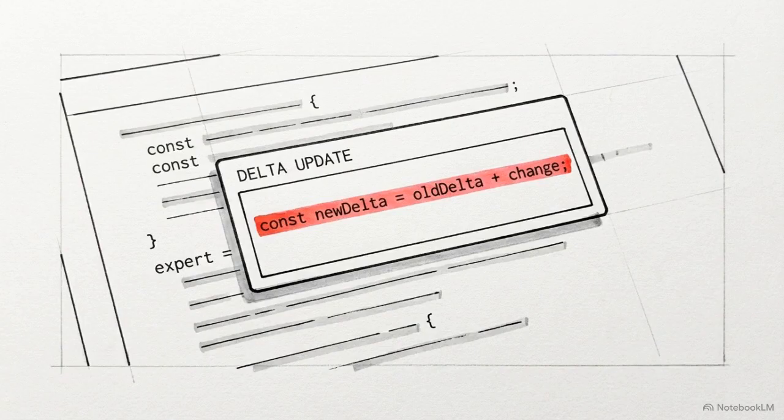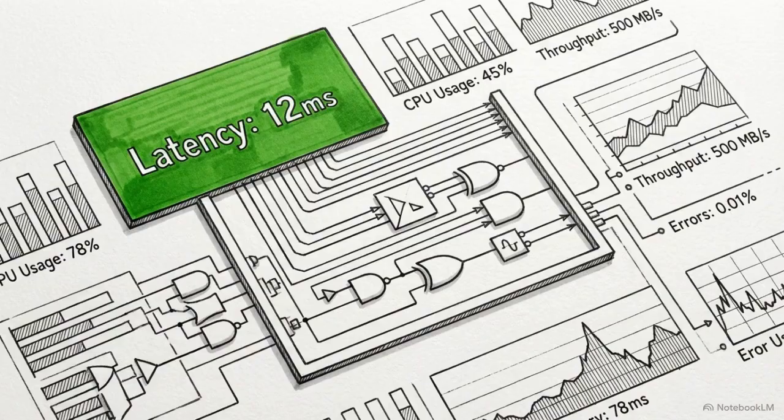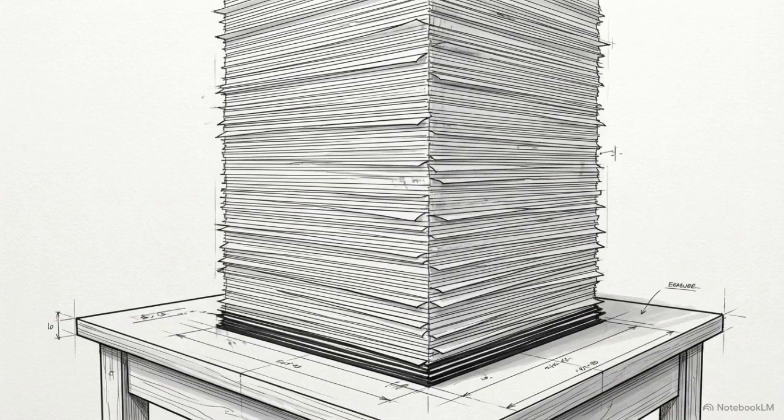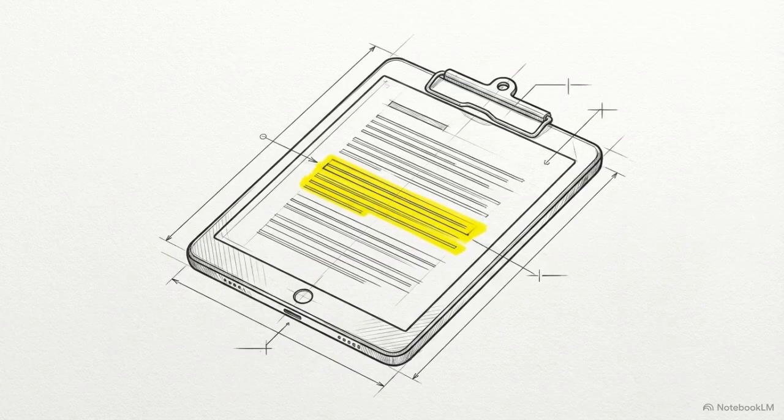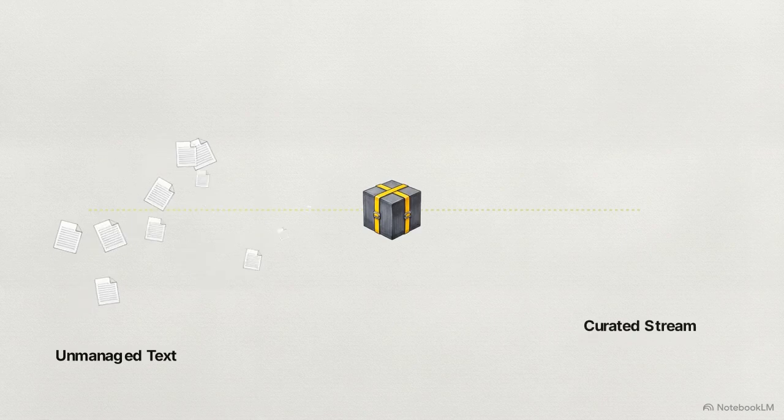Efficient systems utilize delta contexts to minimize computation. Instead of reprocessing everything, it computes only what changed, layering it onto a stable base. This framework transforms an unmanaged block of text into a curated, cost-efficient data stream.